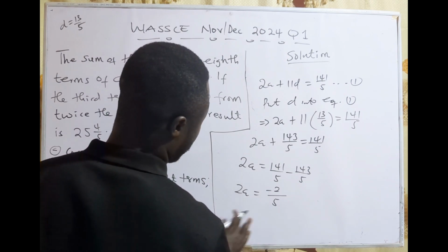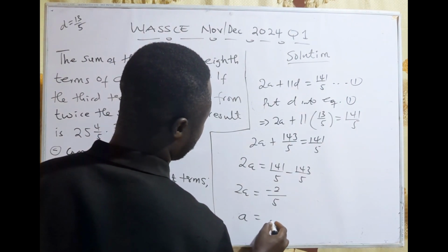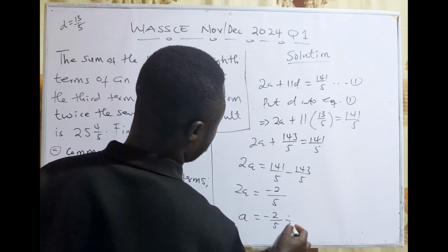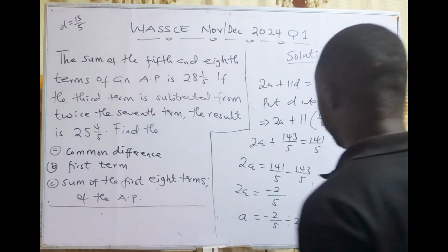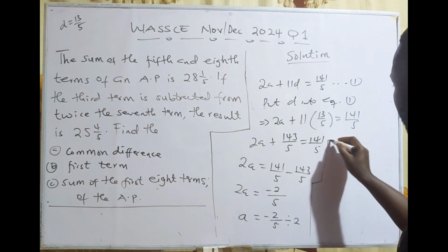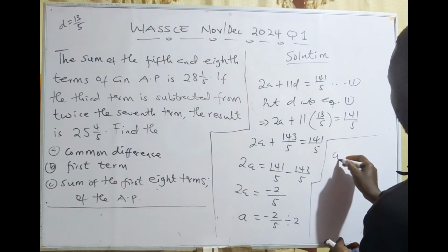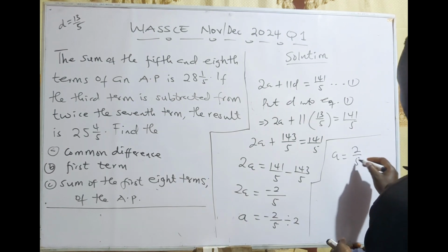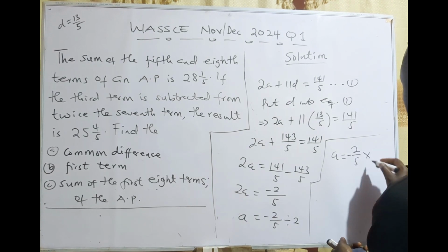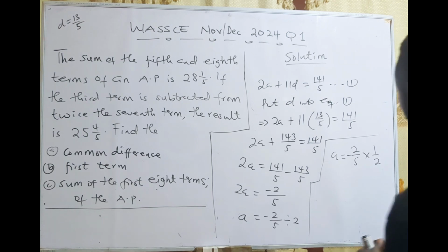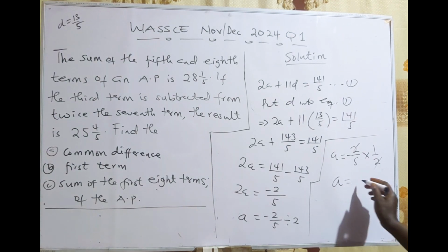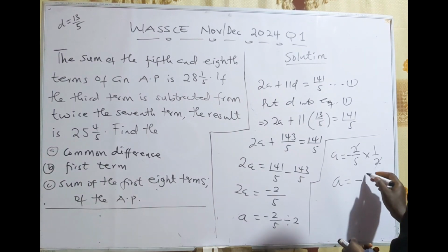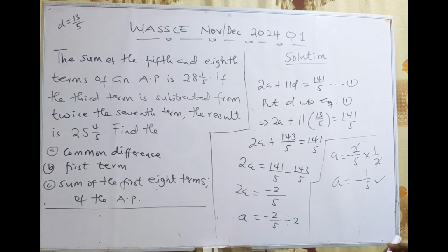Let's divide through by 2. So my a is going to be equal to minus 2 on 5 divided by 2. Let me continue on here. My a is going to be minus 2 on 5 times 1 on 2. Then 2 can cancel 2. There, my a is going to be minus 1 over 5. So my a is going to be minus 1 over 5.